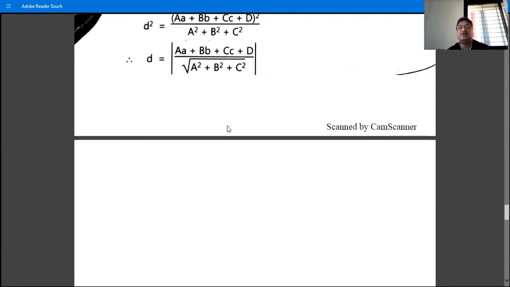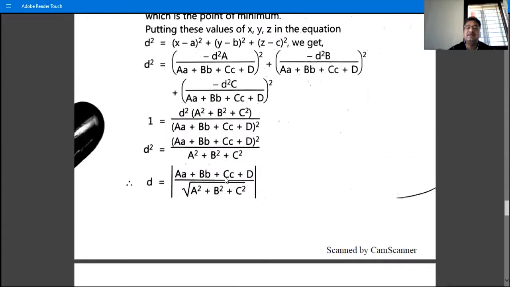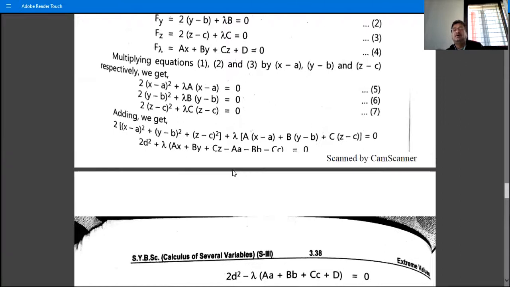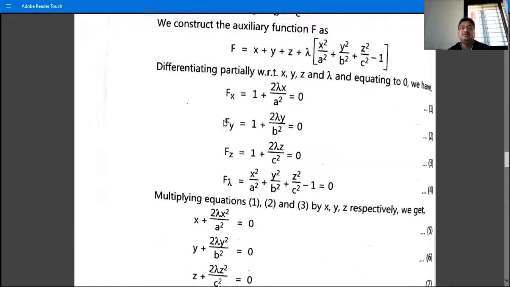So this is the procedure, another procedure. That is, this first procedure is: find the values of x, y, z from equation number 1, 2, 3 and substitute in equation number 4. Actually this is the procedure.